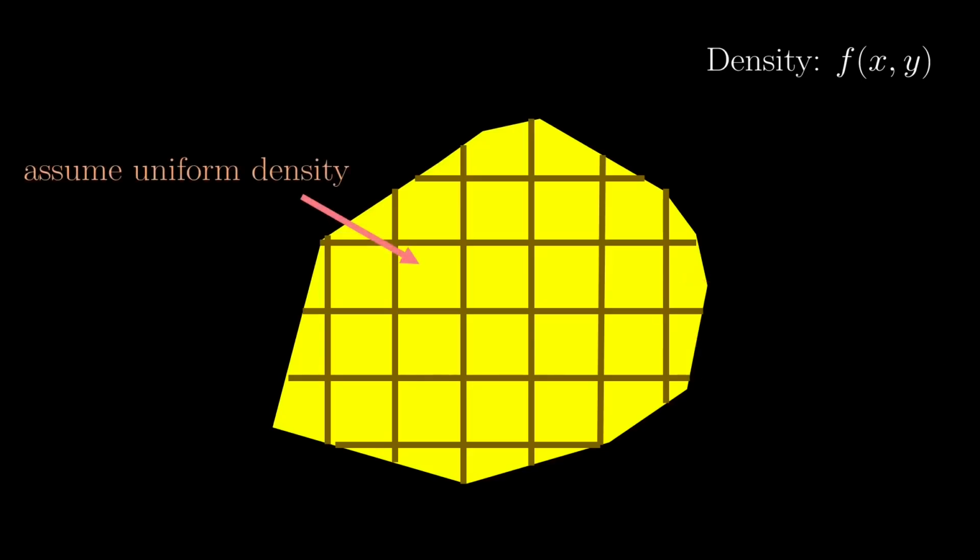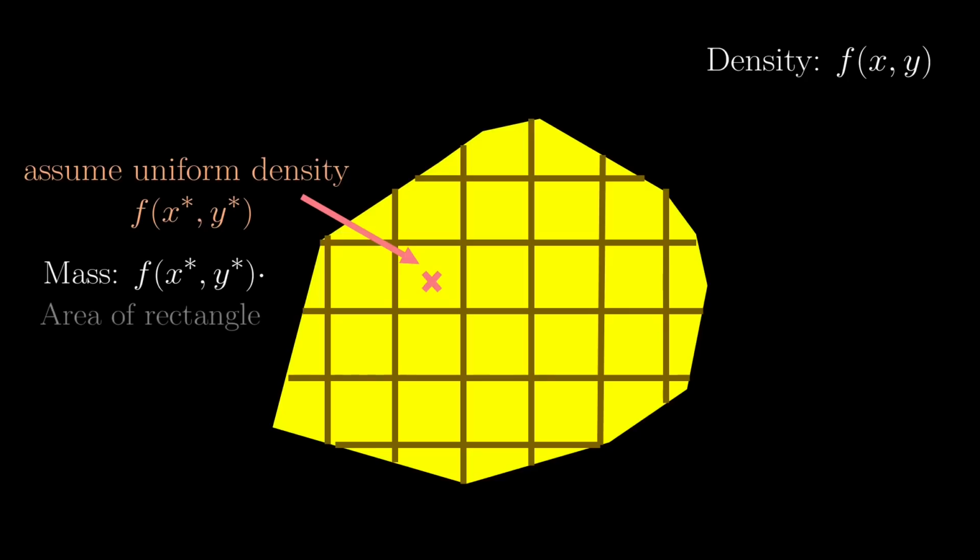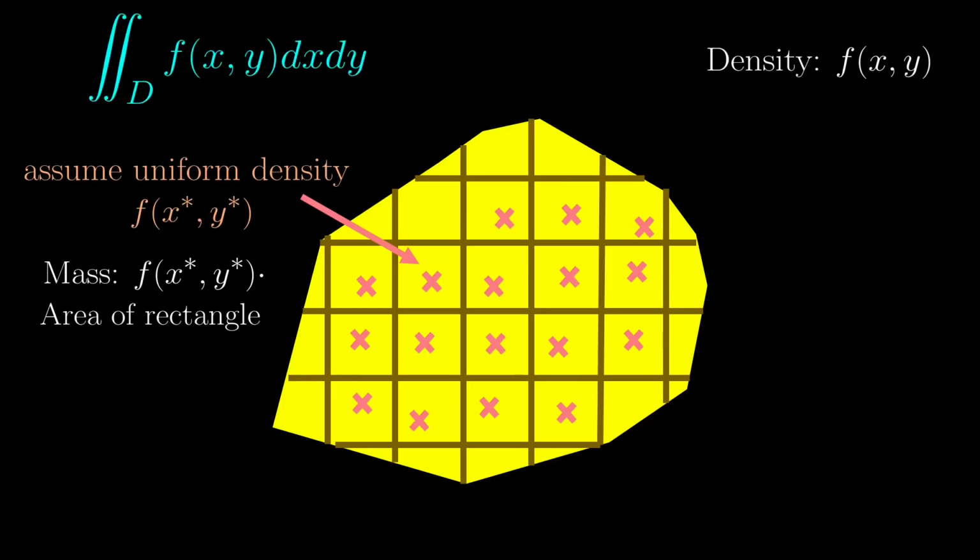For each of these rectangular regions, we again assume the density is uniform, say the density at this point x star y star. The mass of this little rectangle is then the density multiplied by the area of this little region. Again, repeat this for all the rectangular regions and add the little masses up. This is also represented by an integral, but this time D represents the region and f of xy dx dy is the mass of the little rectangular regions.